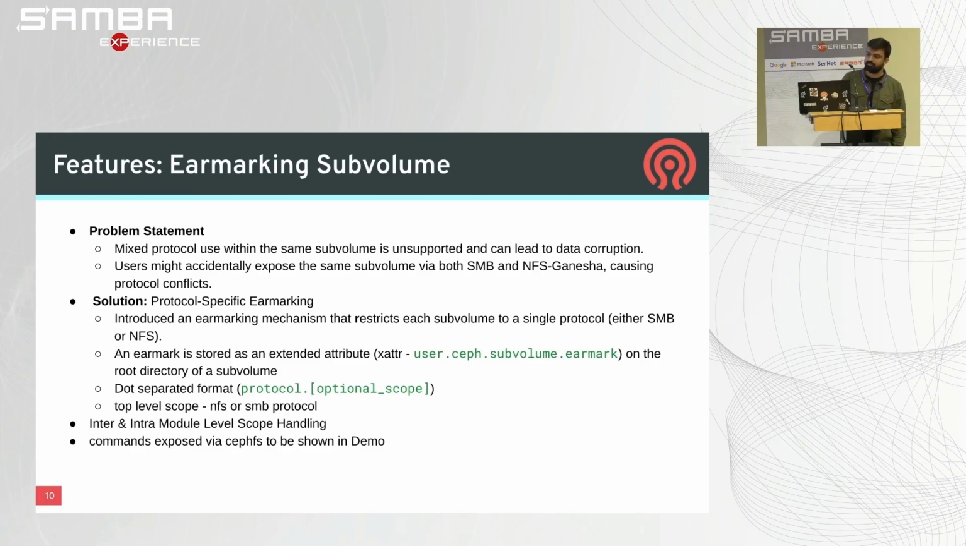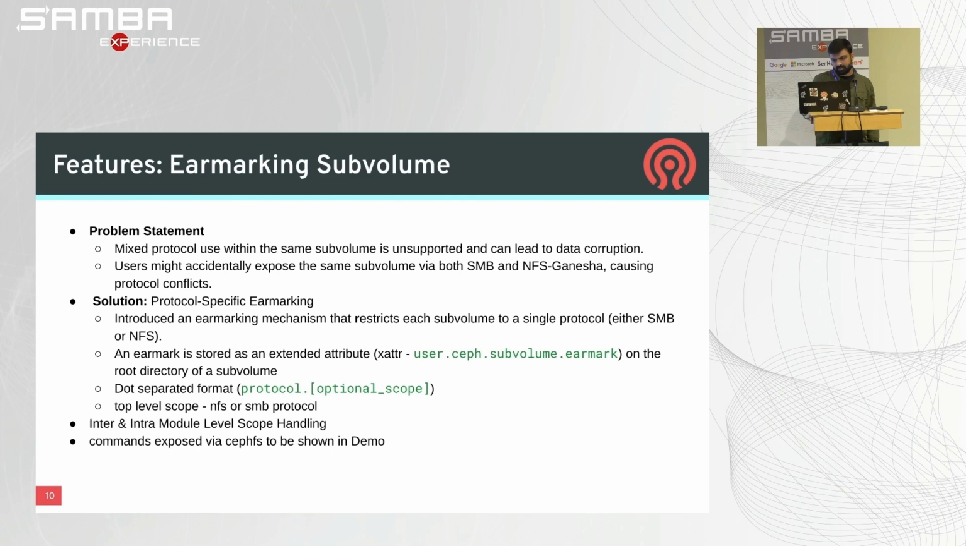So we don't have multi-protocol support yet, so what we have done is basically you earmark a CephFS subvolume. For example, the NFS cluster will say that I want to earmark this with NFS, so only I will be using this subvolume path. And if you create an SMB share and try to use the same subvolume path, it will be denied, saying that it's already in use by NFS. So yeah, we did introduce this protocol-specific earmarking.